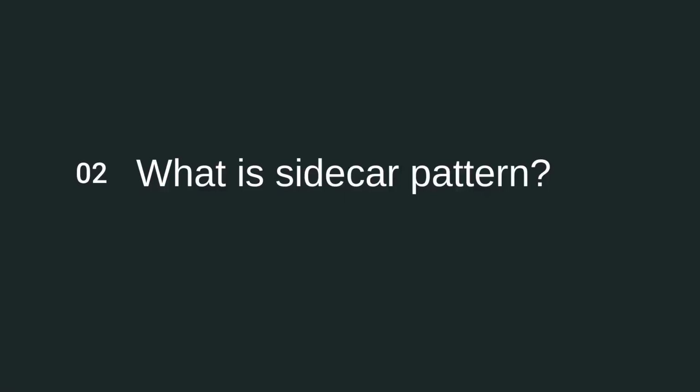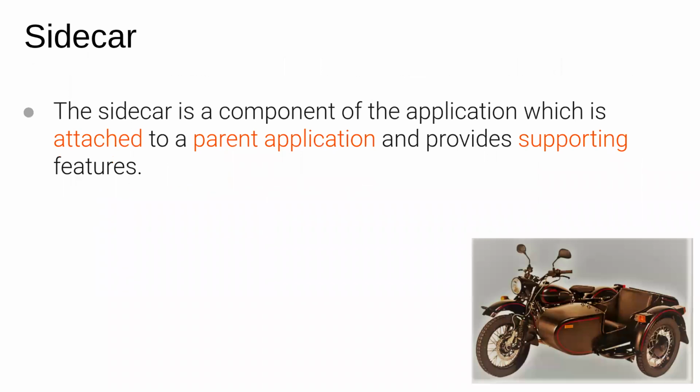So now, going back to what a sidecar is: a sidecar is a component of the main application which is attached to the parent application and provides supporting features. What does that mean? If you think of a motorcycle like this, the main engine, or the main bike, whatever you're seeing here, is your main application.